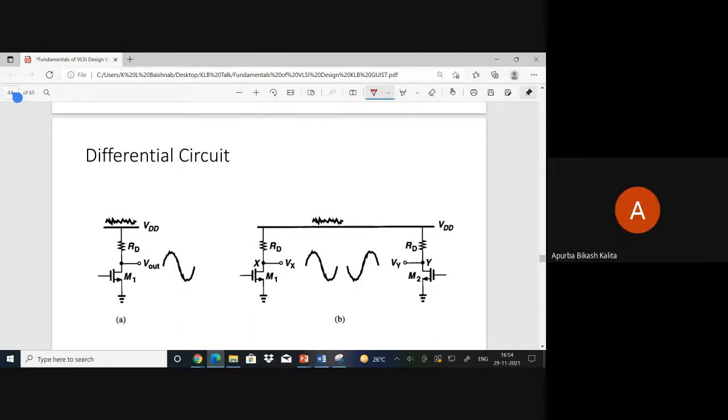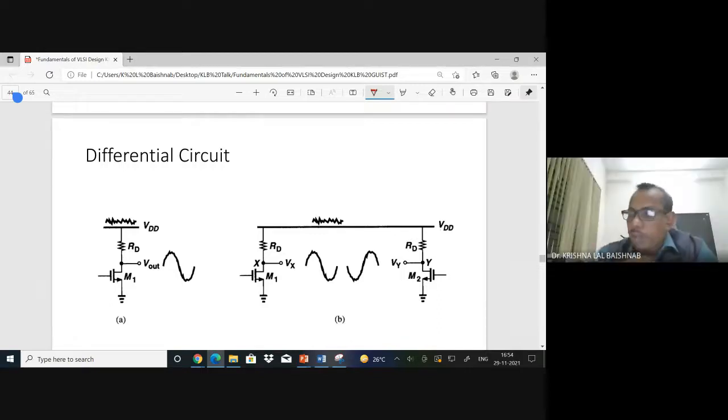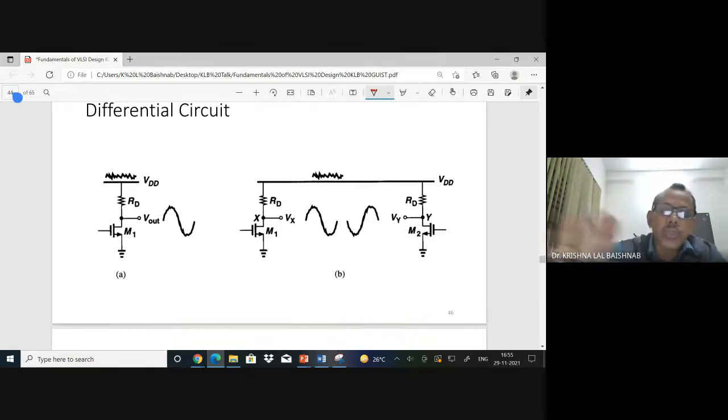So timing is running out. I'll just take one minute, just have a quick look into the circuit. Otherwise, I feel it is incomplete. I'll just take one to two minutes. Then, the differential circuit.